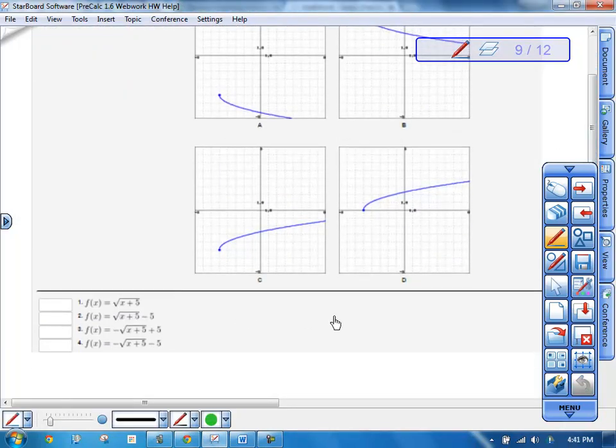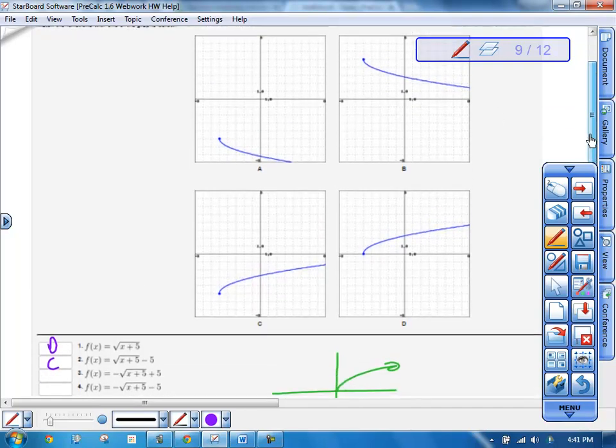The next problem gives us the square root function, which we know the parent function looks like this. And it wants us to talk about, okay, what happens if we add 5 to x? Well, that's going to move it to the left, so that'd be d. If we add 5 to x, it's going to move it to the left, and if we subtract 5, it's going to move it down, so that'd be c.